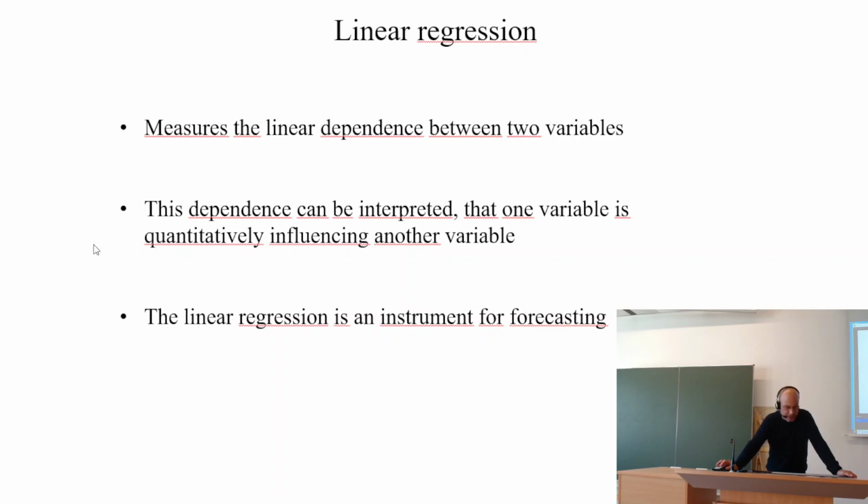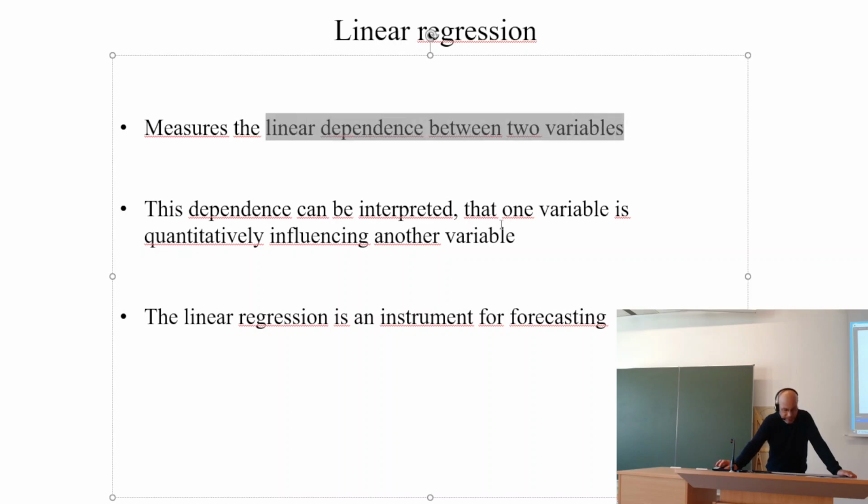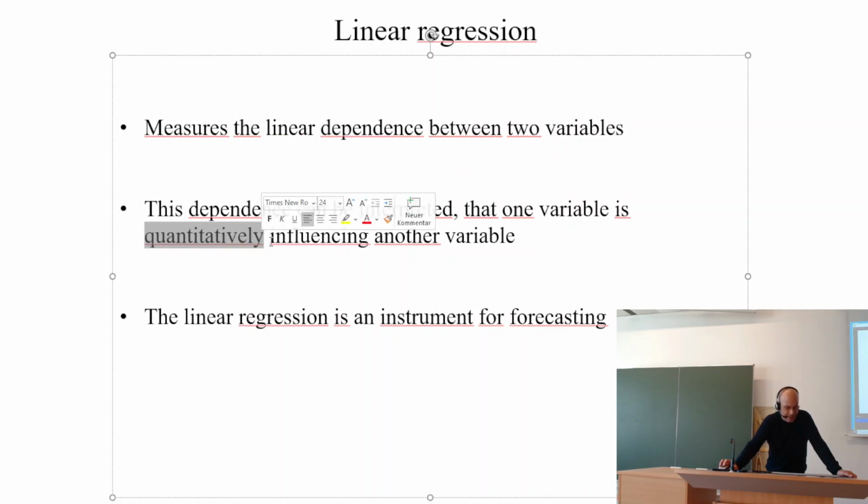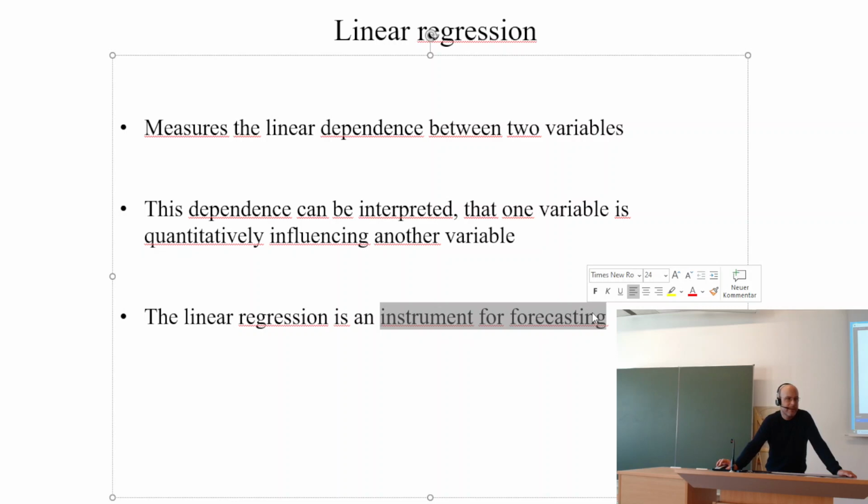So in general, the linear regression measures the dependence between two variables, and then we have, of course, also a qualitative manner in order to interpret this. And quite often we use this as an instrument of forecasting what will happen if I'm doing this or that.